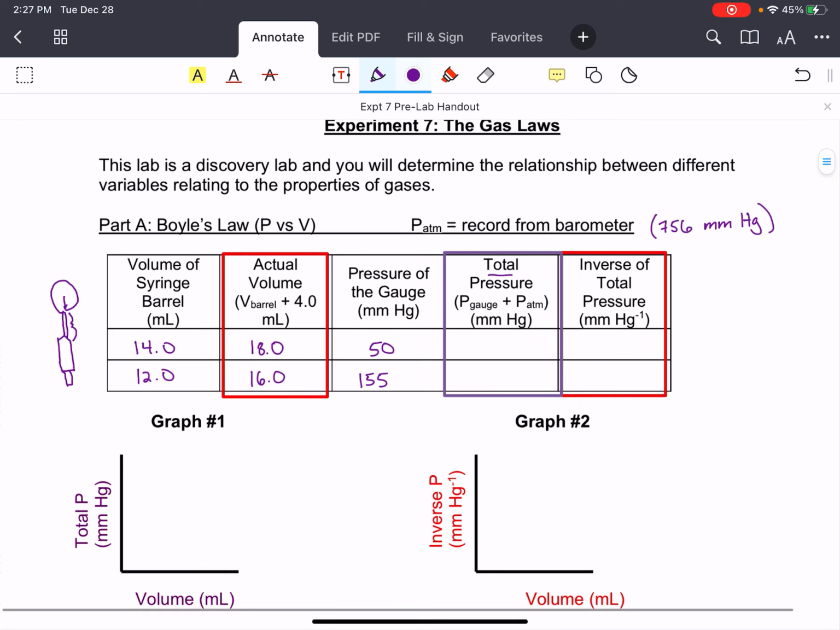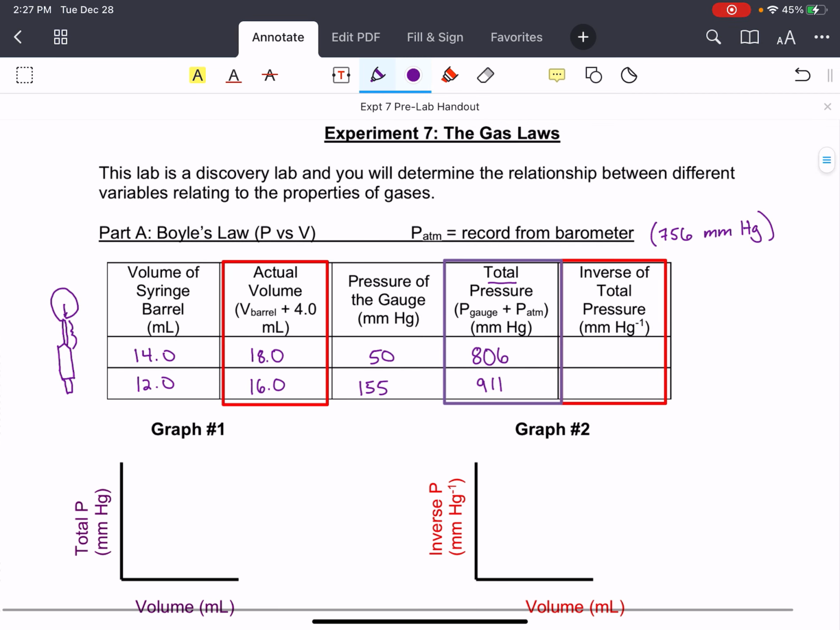So in order to get the total pressure, we'll add what we have on the gauge plus the atmospheric pressure. So this gives us 806 millimeters of mercury for our first data point and 911 millimeters of mercury for our second data point. We also want the inverse of the total pressure because we're going to be preparing two graphs to see what the relationship is between pressure and volume. You can do this in Excel simply by typing equals 1 over 806, and it will calculate this number for you. You can also do this on your calculator so that you get a decimal value.